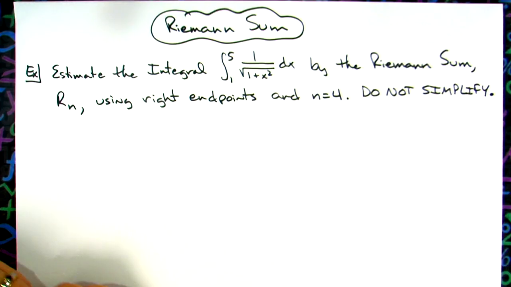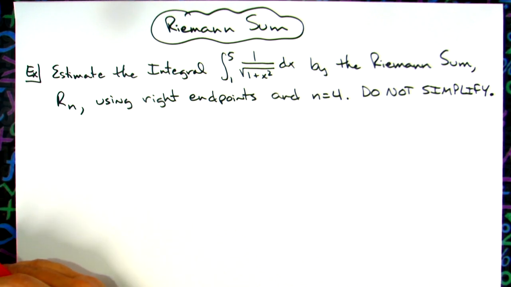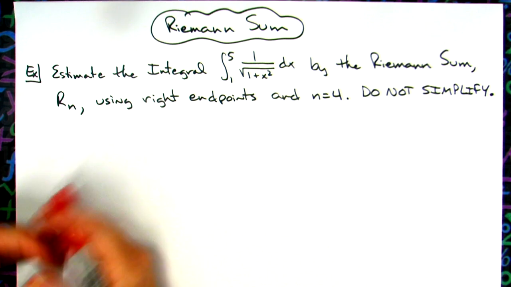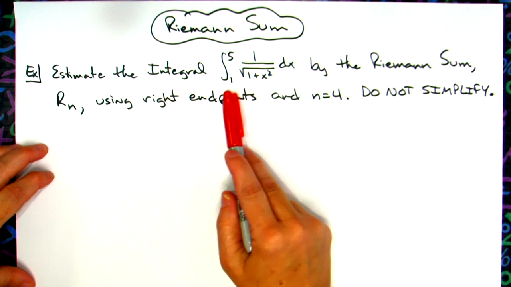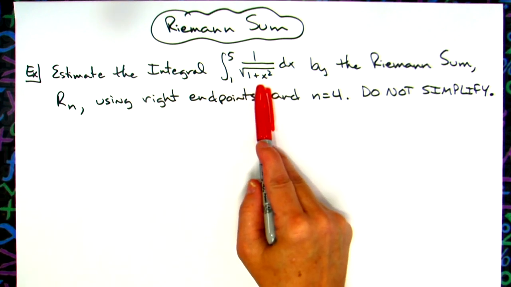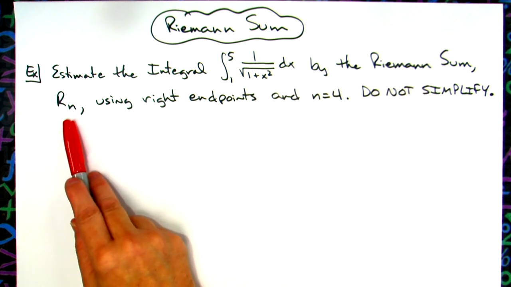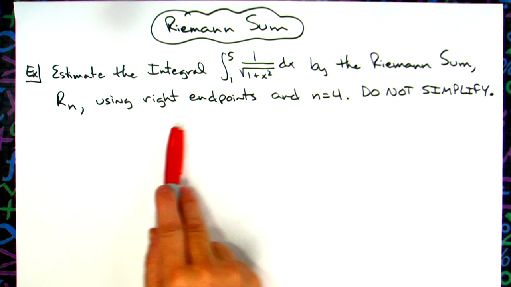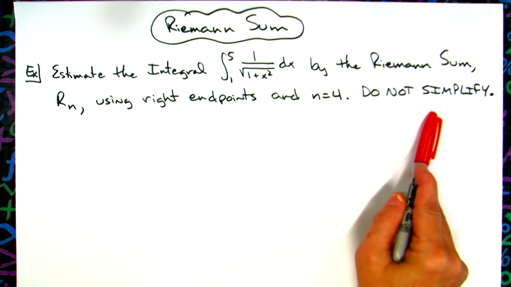In this question, we're going to take a look at a Riemann sum. This could be a question that you would encounter on a final exam for a Calc 1 class, or even right after you have learned how to do Riemann sums. It says estimate the integral from 1 to 5 of 1 over the square root of 1 plus x squared dx by a Riemann sum denoted by R sub n using right endpoints and n equals 4, or 4 subregions. Do not simplify.